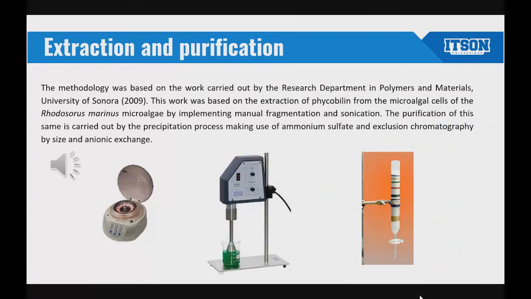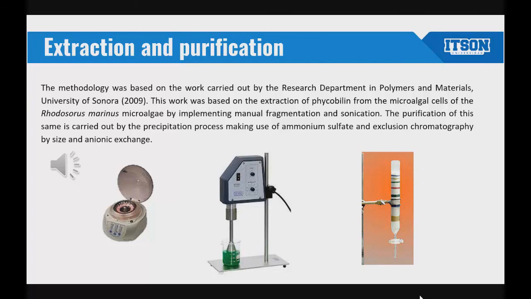And the extraction and purification of the algae. The methodology was based on the work carried out by the research department in Polymers and Materials, University of Sonora. This work was based on the extraction of phycocyanin from the microalgal cells of Dunaliella marinus microalgae by implementing manual maceration and sonication. The purification is carried out by the precipitation process making use of ammonium sulfate and excluding chromatography by an anionic agent.